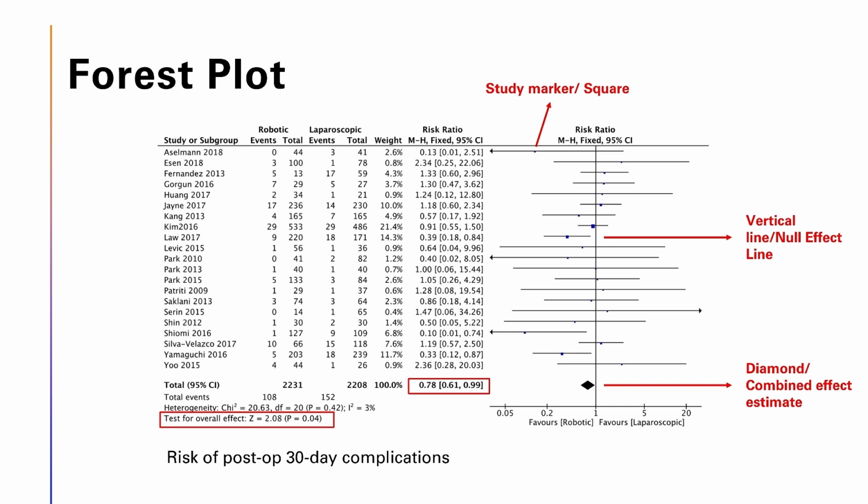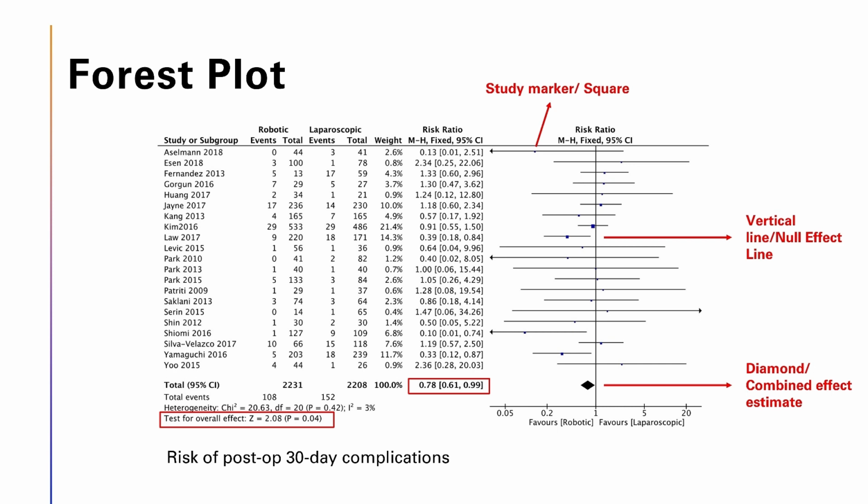So, how do we interpret a forest plot? First of all, the forest plot consists of a vertical line, also known as the null effect line or the line of no effect. This line represents the point where the treatment or intervention being studied has no effect.